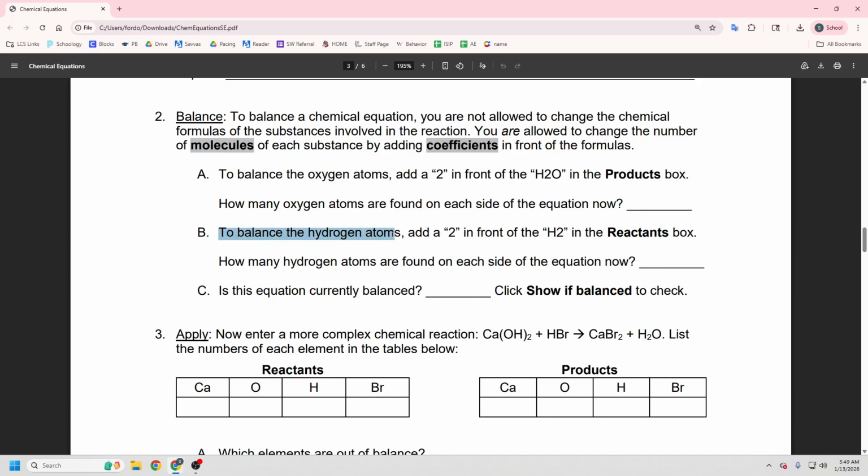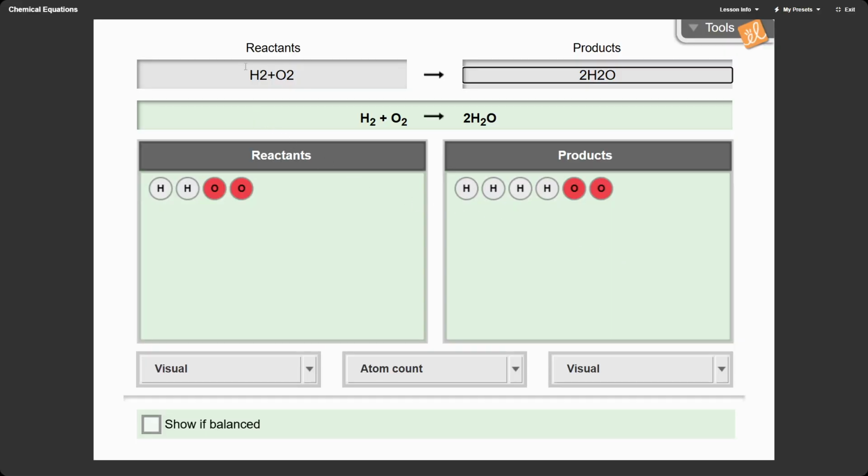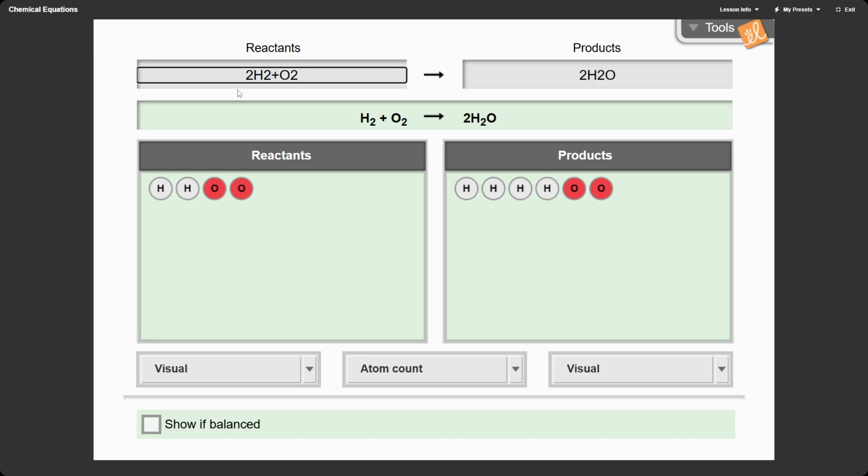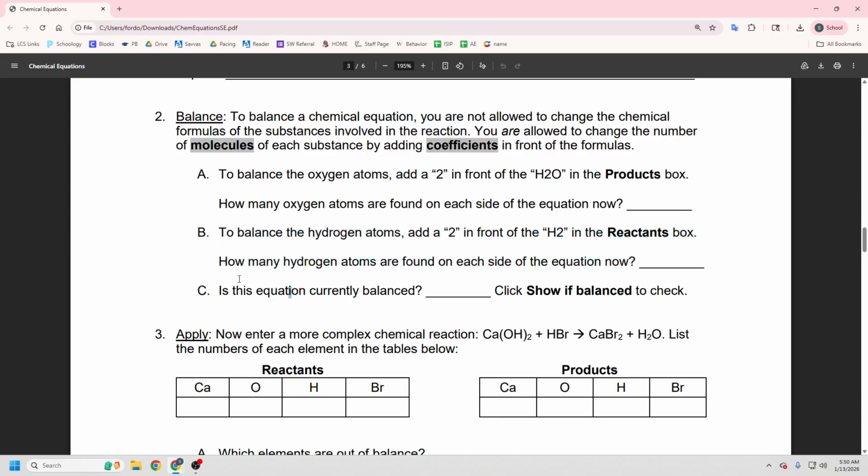To balance the hydrogen atoms, add 2 in front of H2 in the reactants box. How many hydrogen atoms are found on each side of the equation now? So you go to the reactant side on the left. You're allowed to change the 2 here and hit enter. Count up how many hydrogen atoms and write that in B.